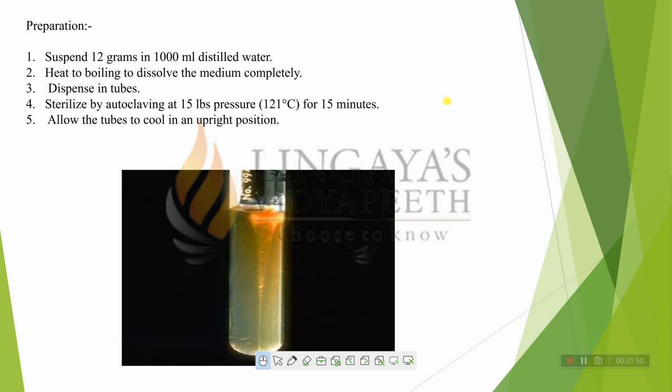Alright. So how is it prepared? You have to suspend 12 grams of the powder in 1000 ml distilled water. Then heat to boiling so that all the components are dissolved properly into the solution. Then dispense it into the tubes that are used. Then sterilize it by autoclaving at 121 degrees centigrade for 15 minutes. Then allow the tubes to cool in an upright position. After cooling, the tubes are placed into the refrigerator.